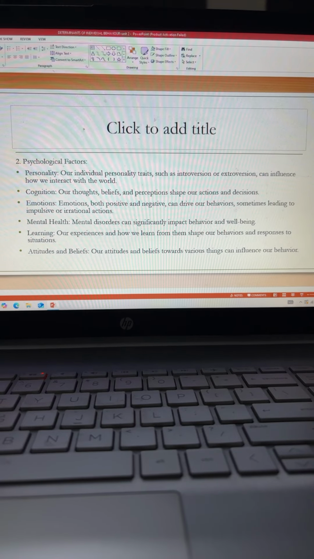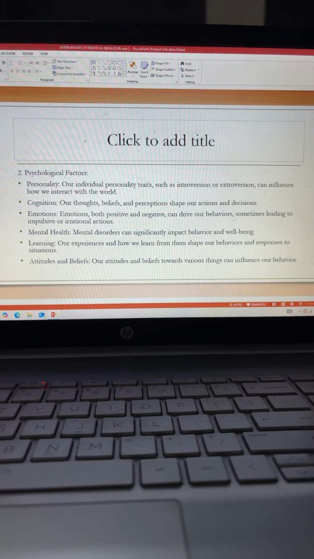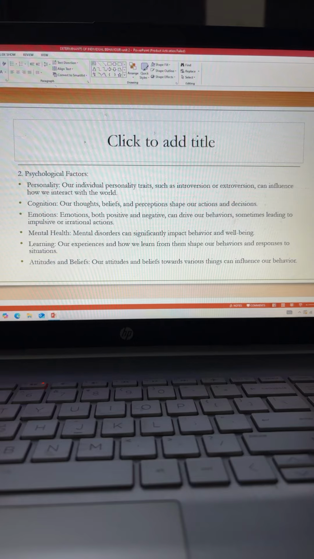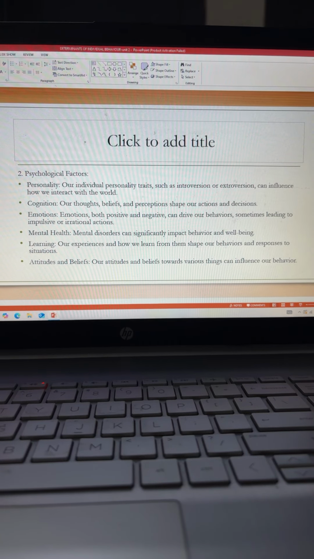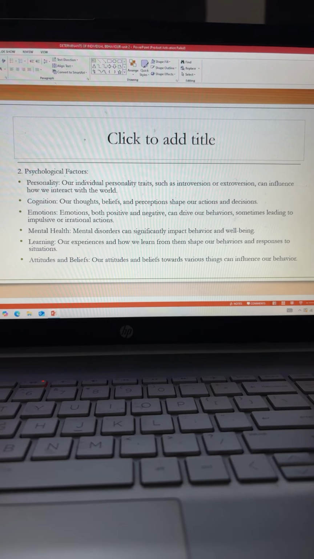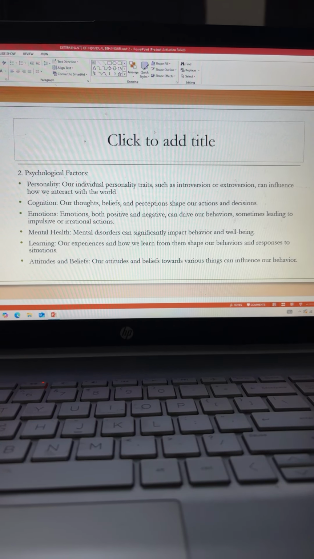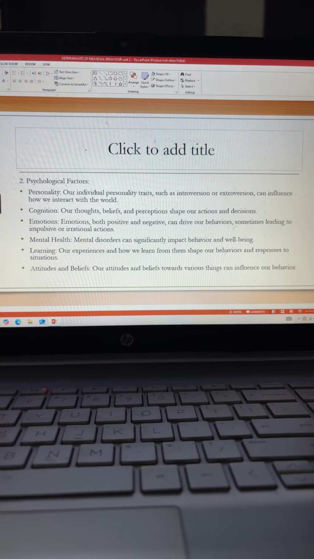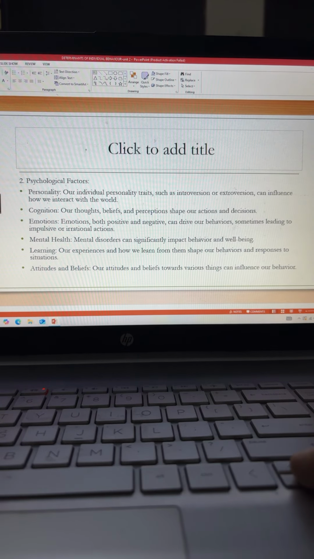There is mental health. Mental disorders can significantly impact human behavior and the well-being of the individual. Then there is the learning factor. Our experiences and how we learn from them shape our behavior and responses to particular situations. Our attitudes and our beliefs towards various things can influence our behavior. So these are the psychological factors that influence human behavior.